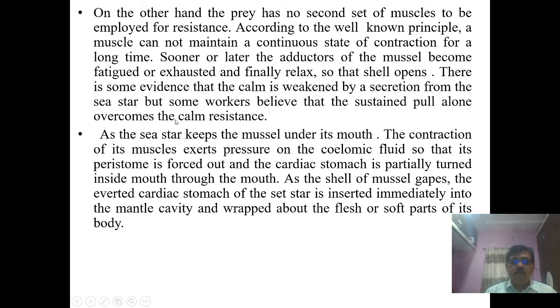As the sea star keeps the mussel under its mouth, the contraction of its muscles exerts pressure on the coelomic fluid so that its peristome is forced out and the cardiac stomach is partially turned inside out through the mouth. As the shell of the mussel gapes, the everted cardiac stomach of the sea star is inserted immediately into the mantle cavity and wrapped about the flesh or soft parts of the body of the bivalve. In this way, the starfish feeds on the bivalve.